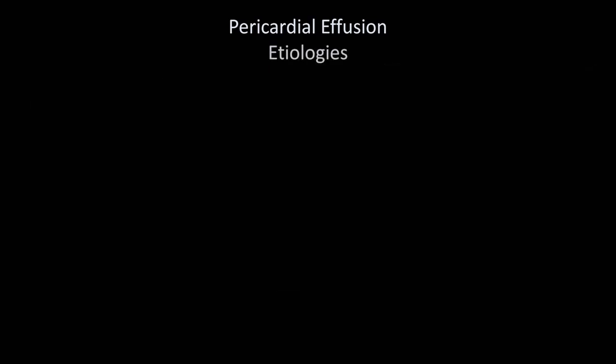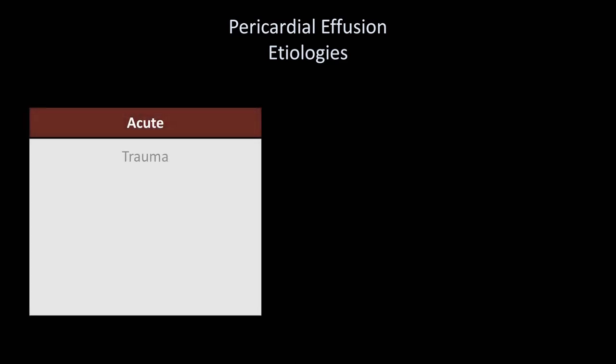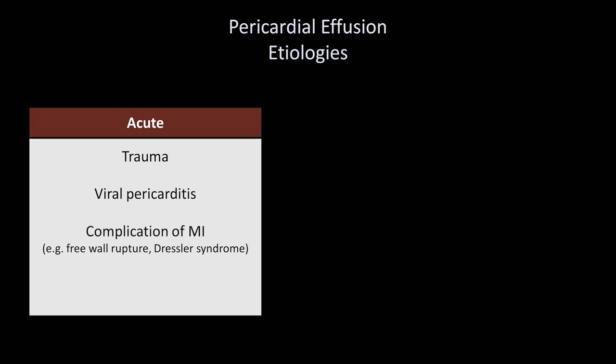There are many etiologies of pericardial effusions, which can be divided into those which cause acute effusions and those which cause subacute to chronic effusions. Acute effusions can be from trauma, viral pericarditis, a complication from myocardial infarction such as a catastrophic free wall rupture or a post-MI inflammatory process called Dressler syndrome, or it can be iatrogenic from a right ventricular biopsy or from any one of a number of EP procedures.